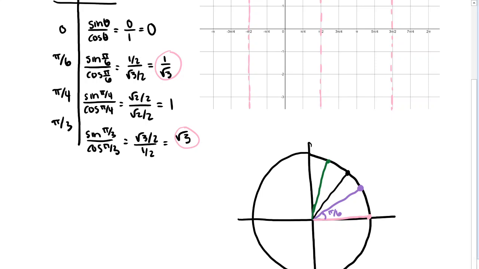And then here, let's do another one, pi over 2. Maybe I should put it down a little lower. So pi over 2. Here we have sine of pi over 2 and cosine of pi over 2. Sine of pi over 2 is 1. Cosine of pi over 2 is 0. And like we said earlier, this brings us to a denominator of 0. We get an undefined result.